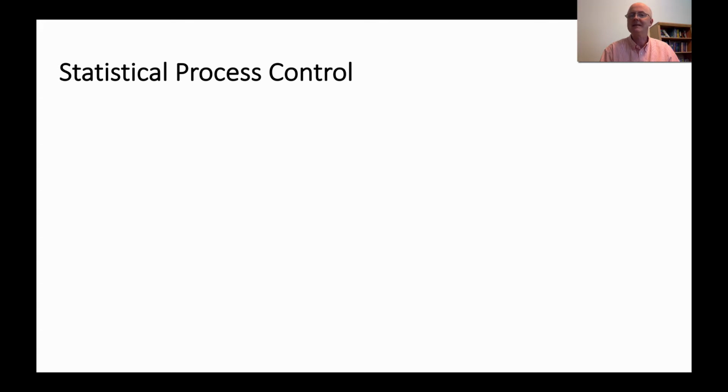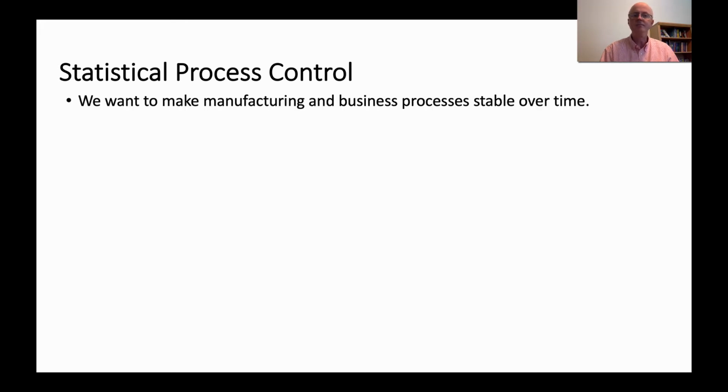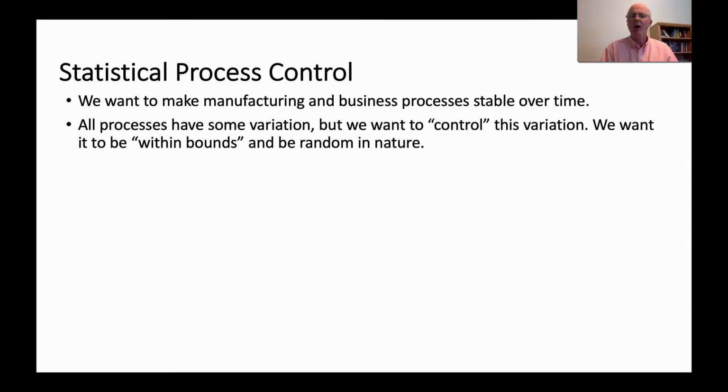So what is statistical process control? We want to make manufacturing and business processes stable over time. That's the big overarching idea. All processes, no matter what, in business and manufacturing, if you're making something, if you are doing something, if you are designing a product, have some variation in, for example, costs or how long they take or how something is made. We want to control this variation. That's the big idea behind this.